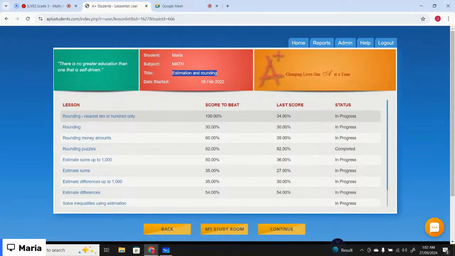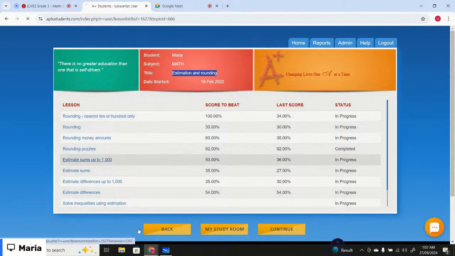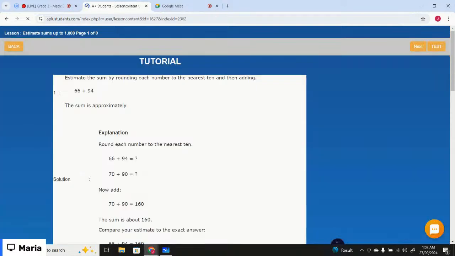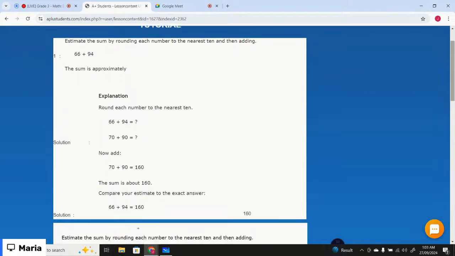Here I am on grade 3 math. The chapter we are on right now is estimation and rounding. Let's just start with the lesson that is estimate sums up to 1000. Estimate the sum by rounding each number to the nearest 10 and then adding. So first you have to estimate the numbers and then you have to add. So here you have 66 plus 94.